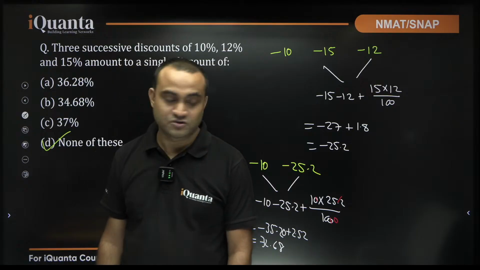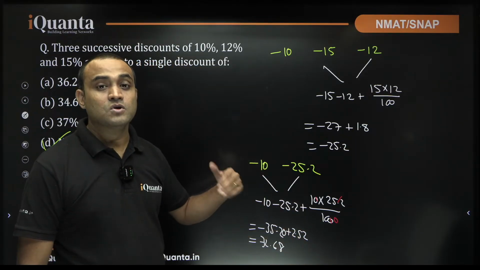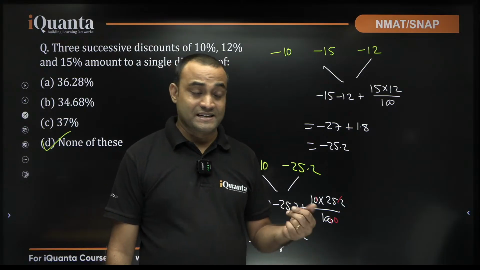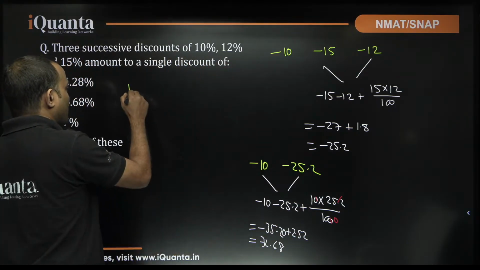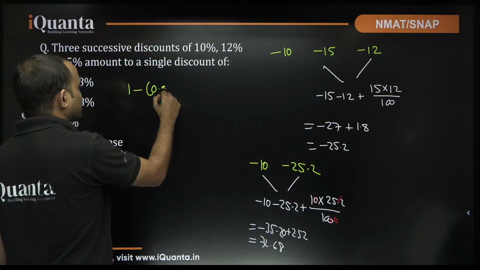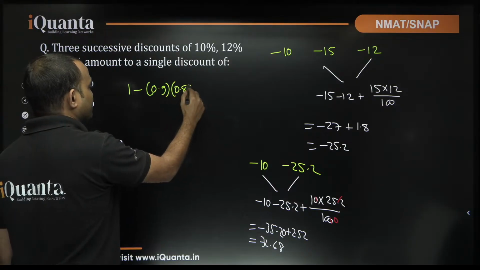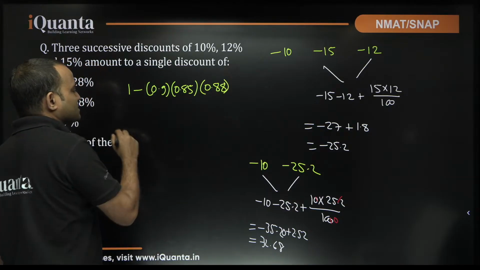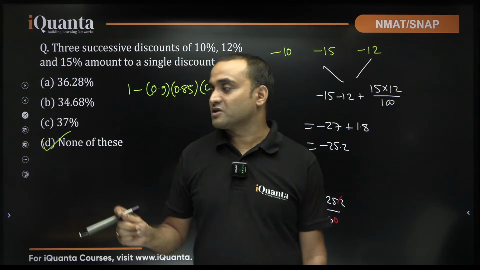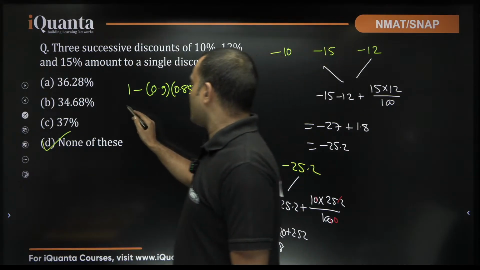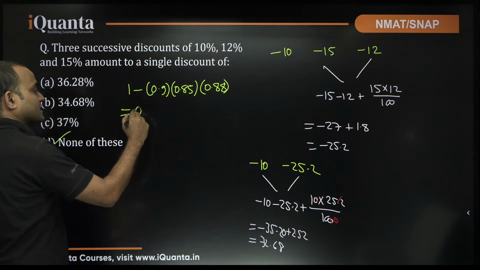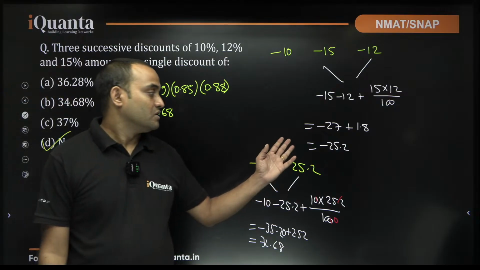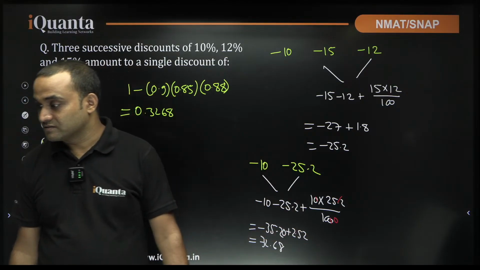So, that's good. This is how we can find the successive, or you can also find the successive using multiplication factor, right? 1 minus 0.9 into 0.85 into 0.88, but this is much more calculative, right, with respect to this successive. This will also give you the result as 0.3268, but again this is much better solution. Okay.